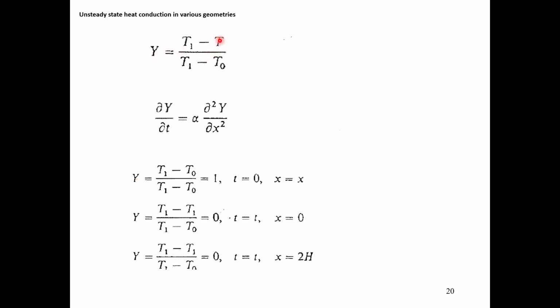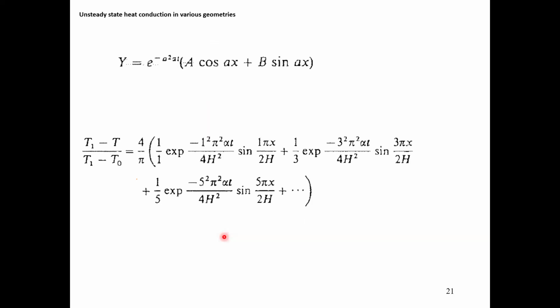You see that T is the variable, otherwise T1 and T naught are constants. As you substitute, it could either be T1 or T naught. When you substitute T1, this becomes 0. You substitute T naught, it becomes 1. So your Y varies from 0 to 1, and therefore your initial and boundary conditions also vary from 0 to 1. So you can substitute these and solve that equation using the method of separation of variables.